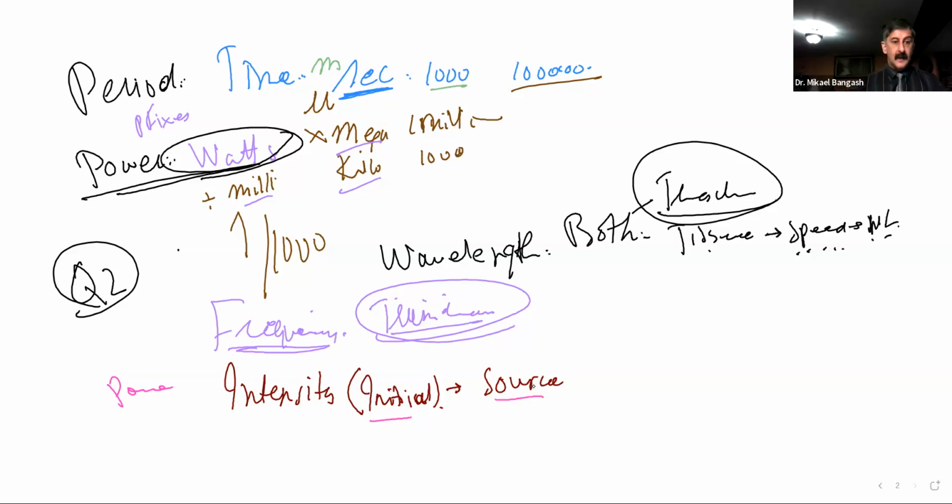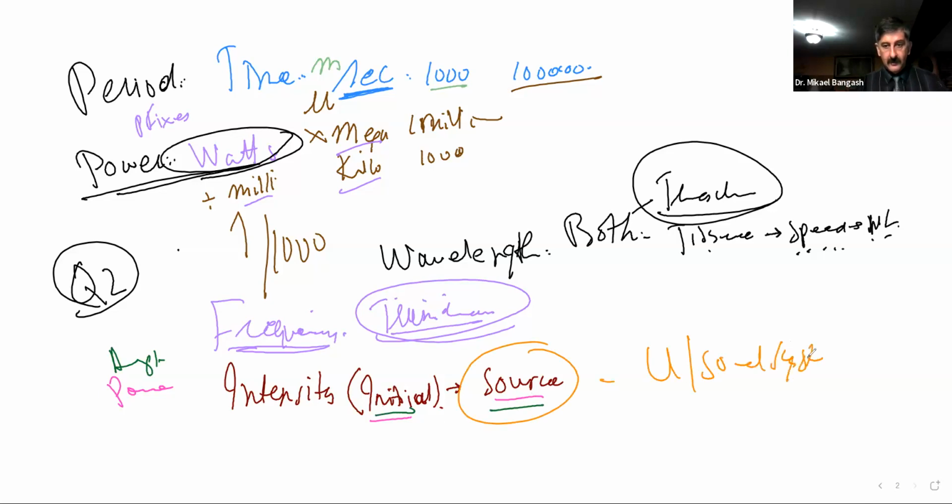It could even have said amplitude with initial, and it would still have been the source. Clear? Although, what do we mean by the source here? It is the ultrasound system. Is that clear?